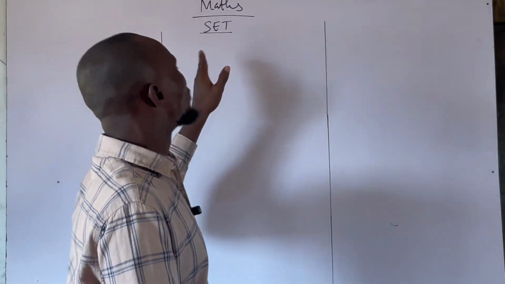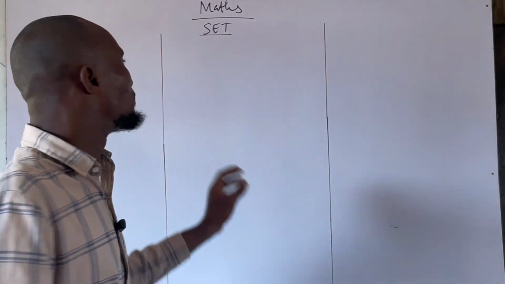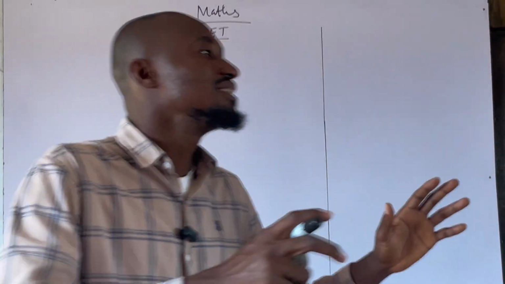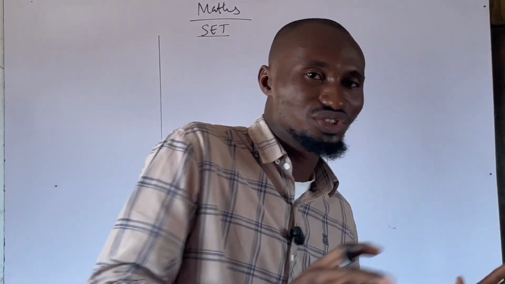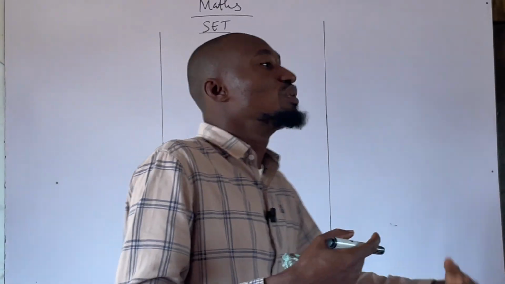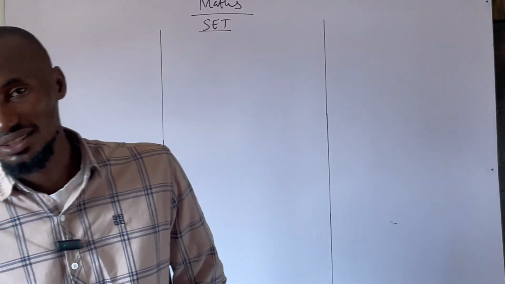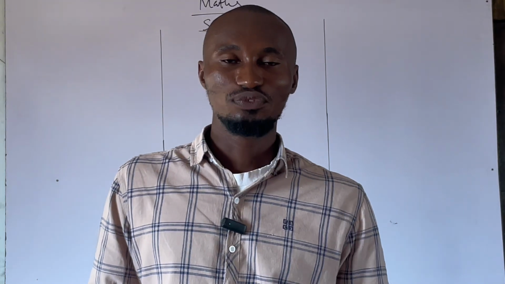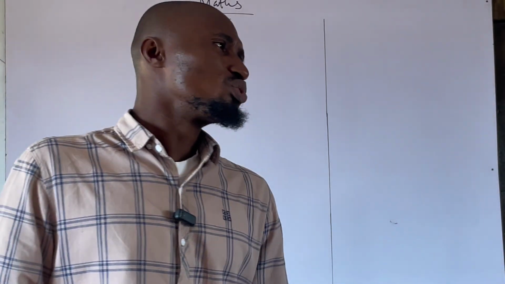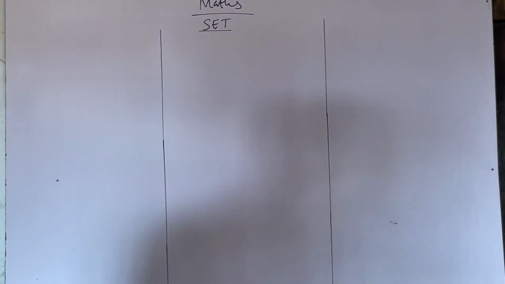Now in sets, there are two types of problem: we have two problem sets and three problem sets. I will show you how to know them. Anytime you see a question on sets, you can tell whether that question is a two problem set or a three problem set according to the application of Venn diagrams. So stay with me.